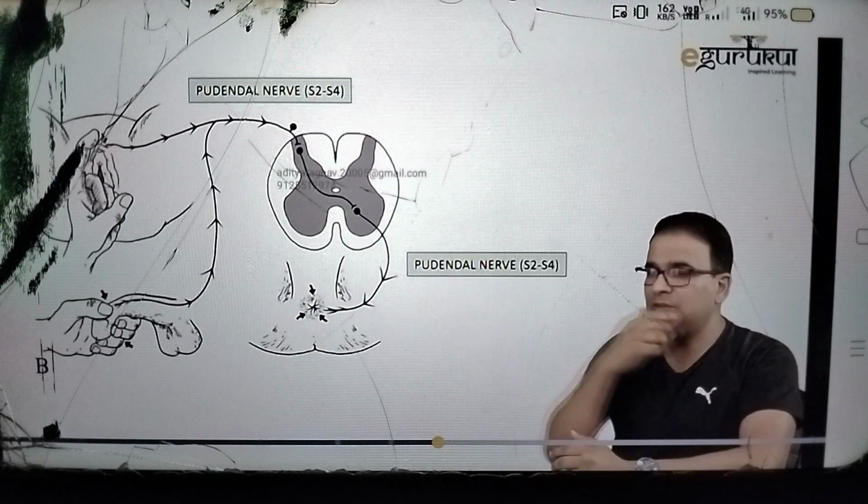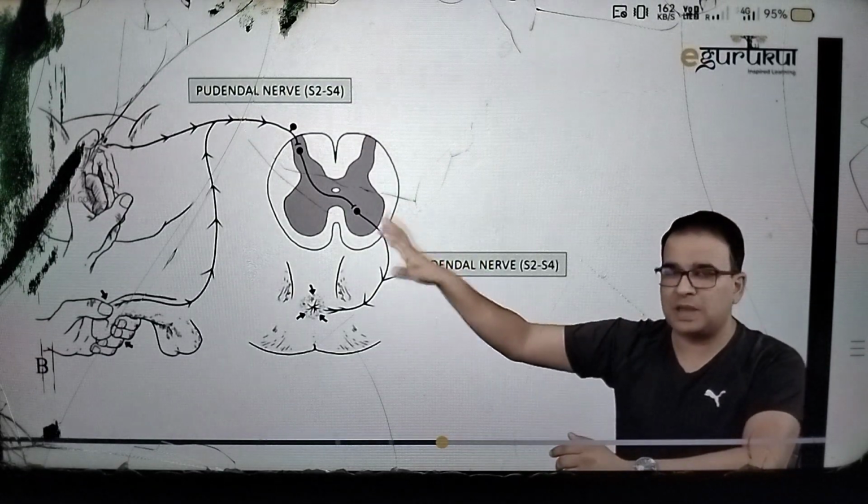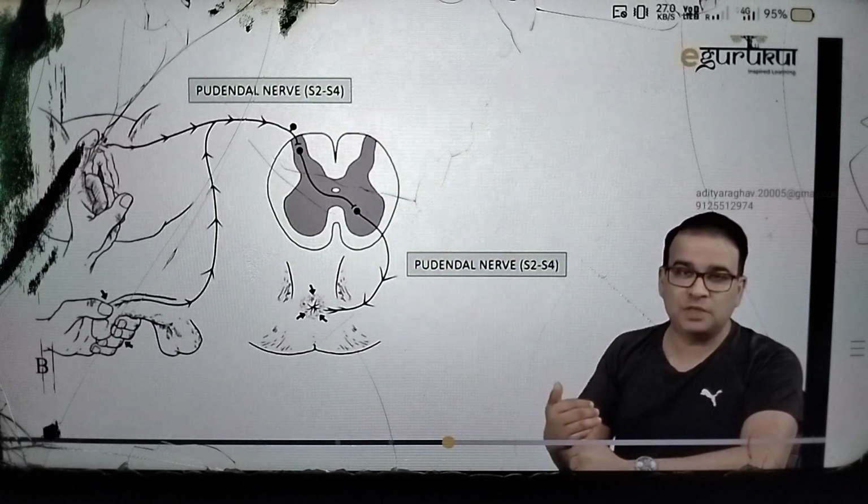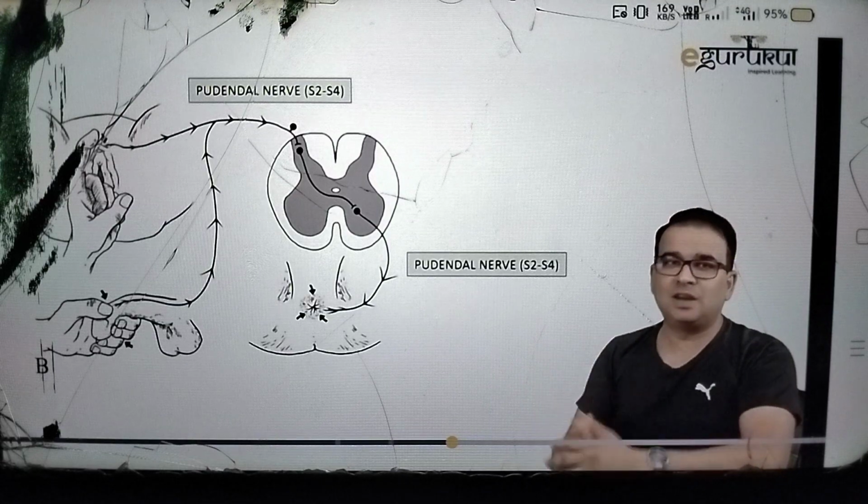In case of conus medullaris syndrome, initially this reflex will be absent because of the spinal shock. But the return of the bulbocavernous reflex is an indication that the spinal cord has come out of the spinal shock. So once the spinal cord comes out of the spinal shock, you will see there is a recovery of the bulbocavernous reflex.